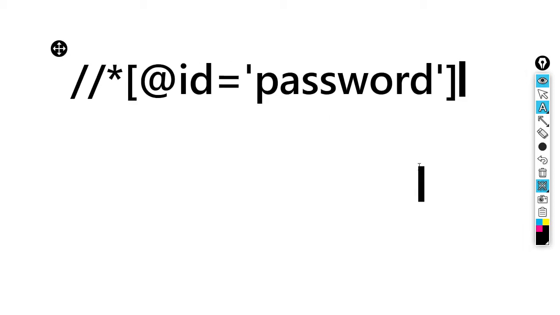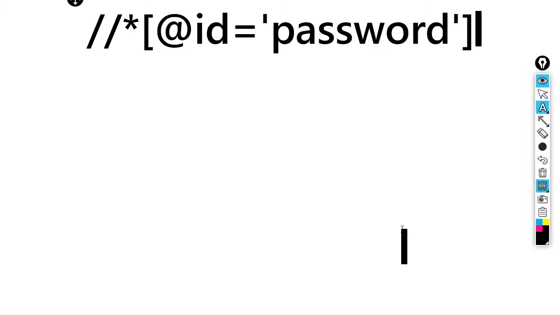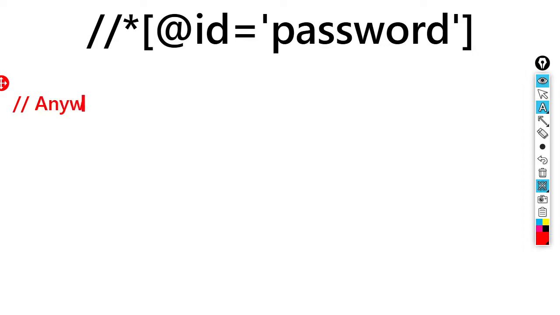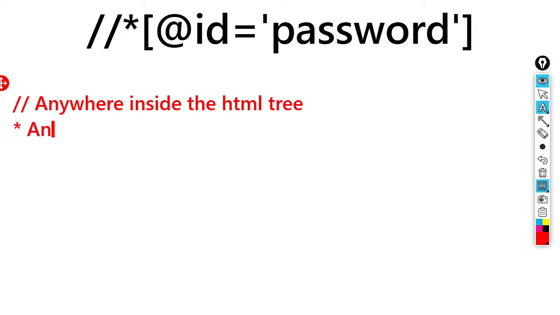What is being done? There are a lot of things being done here. The first thing, this double forward slash. Just a second, let me just paste it on the top. First thing is double forward slash. What is it? What does this mean? Double forward slash. This means anywhere inside the HTML tree. Next thing, star. This means any tag name, right?